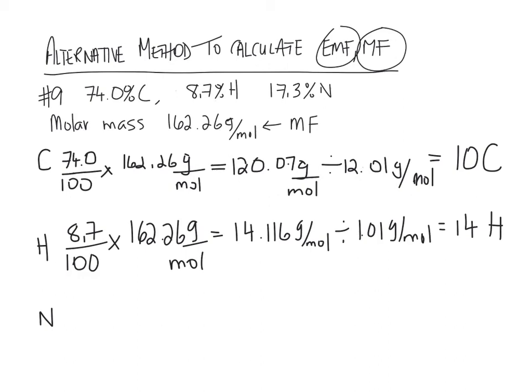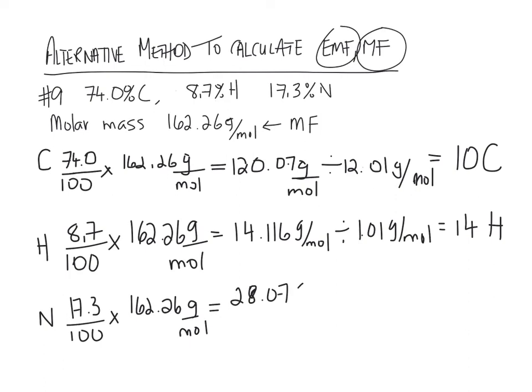Nitrogen, 17.3% times 162.26 grams per mole equals 28.07 grams per mole. Divide that by the molar mass of nitrogen, and that gives us 2 nitrogen atoms in the compound.